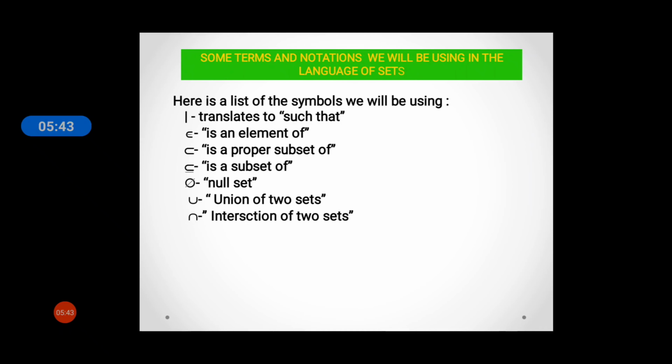We have here also the different symbols. Some of the symbols we will be using: the bar, which translates to "such that"; is an element of; proper subset of; is a subset of; null set; union of two sets; and intersection of two sets.